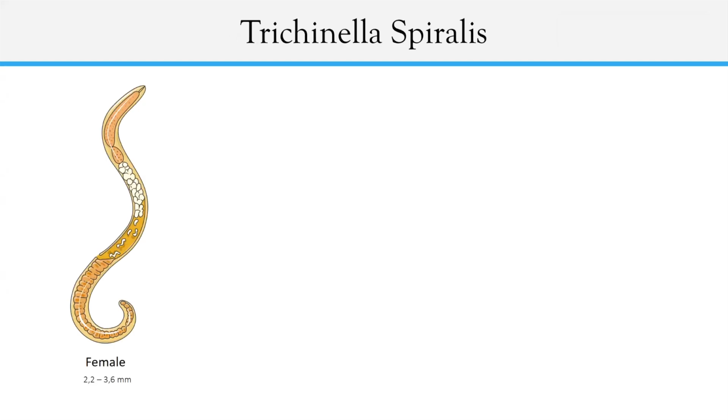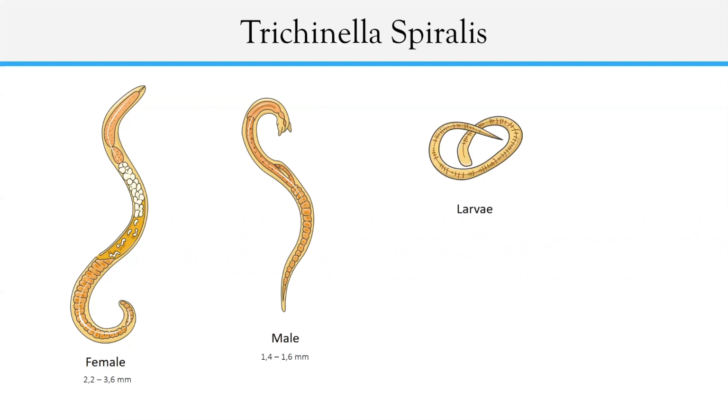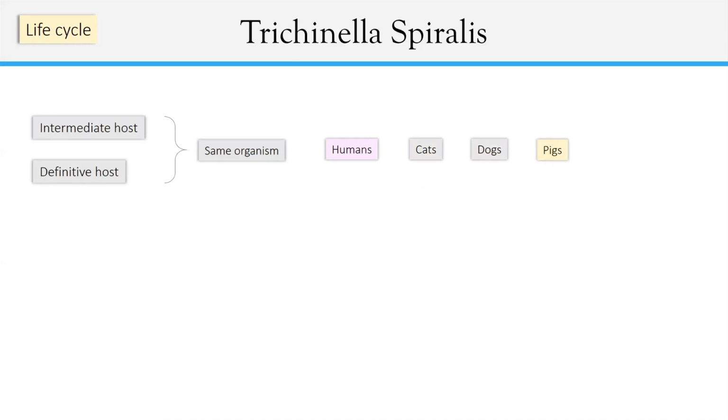Now let's speak about Trichinella spiralis. On this schematic illustration you may see how the female parasite looks like. Here you may see a schematic illustration of the male parasite and larvae. The intermediate host and definitive host of Trichinella spiralis is actually represented by the same organism. It can be human, cats, dogs, pigs, rats, and other animals.